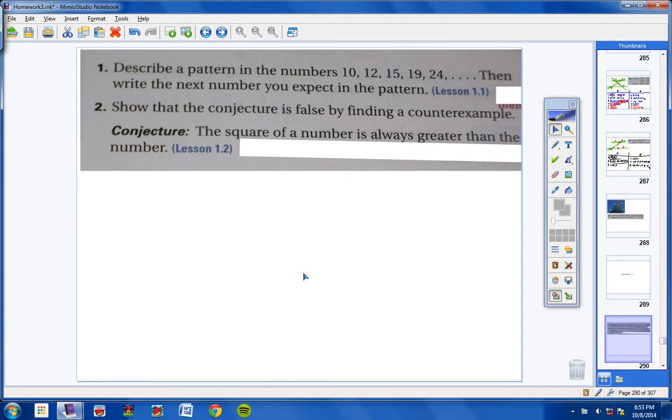All right, number 1, describe a pattern in the numbers 10, 12, 15, 19, and 24. Then write the next number you expect and the pattern. Okay, let's see if we can find a pattern here, students. We have 10, 12, 15, 19, 24.